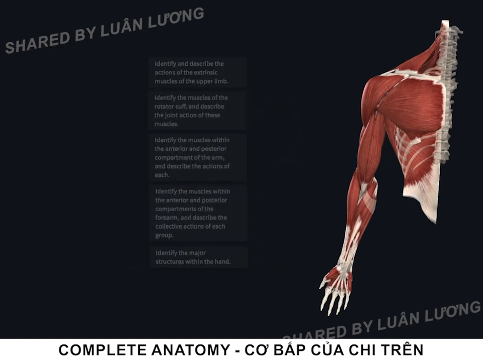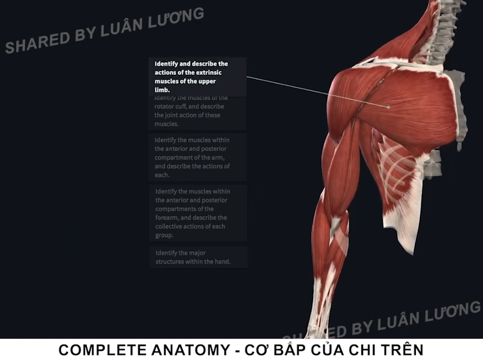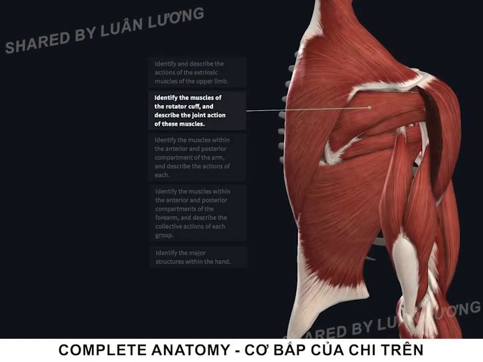In this lecture I will be going over the muscles of the upper limb. By the end of this lecture, you should be able to identify and describe the actions of the extrinsic muscles of the upper limb. Identify the muscles of the rotator cuff and describe the joint action of these muscles.